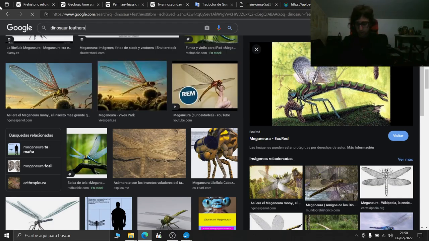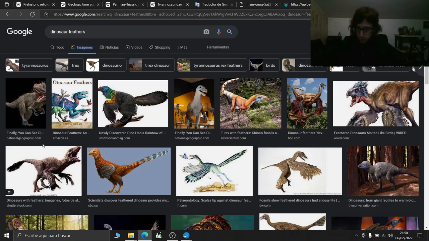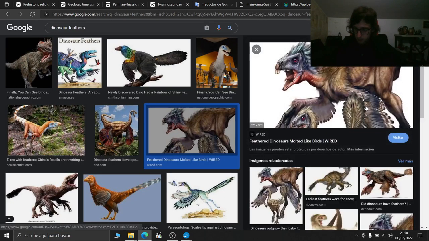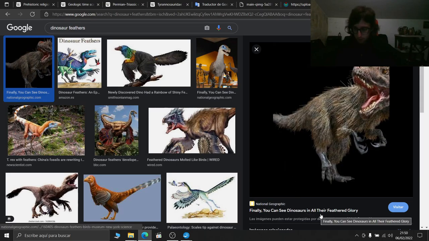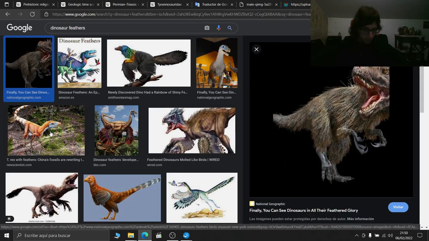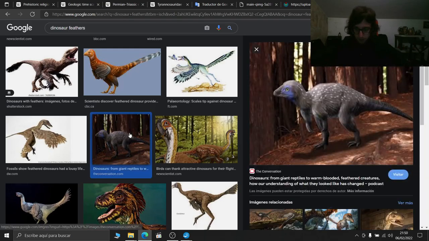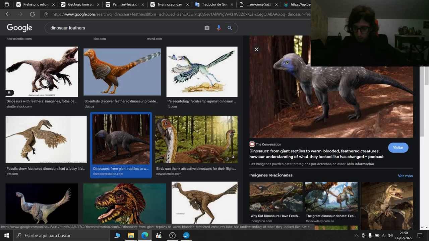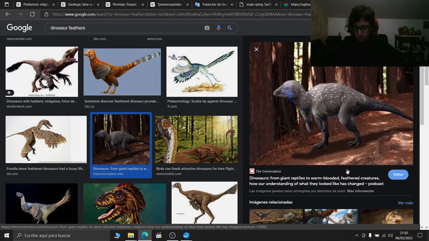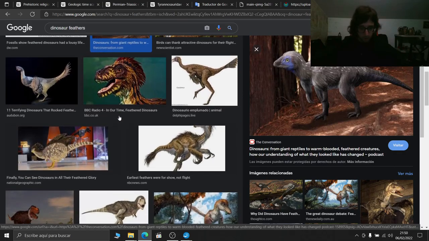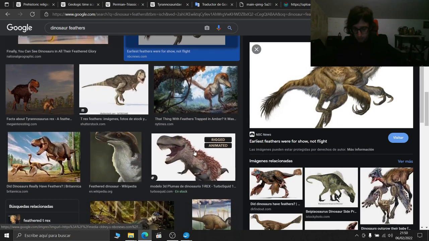Dinosaur feather. So, dinosaurs will be something like this. Finally, you can see dinosaurs in all their feathered glory. Dinosaurs, from giant reptiles to warm-blooded feathered creatures, how our understanding of what they look like has changed. So, dinosaurs were something like this, with feathers.